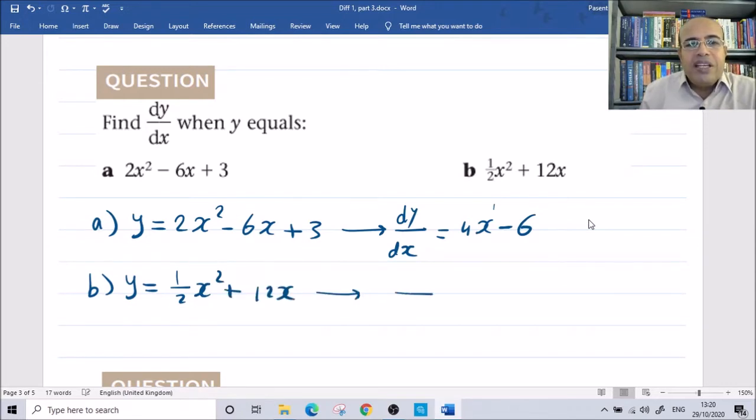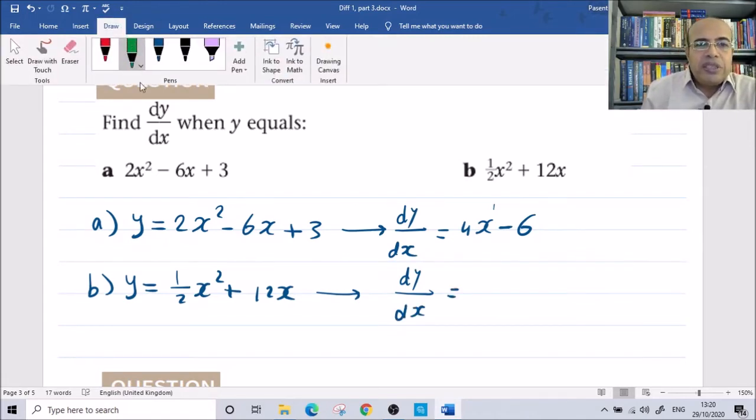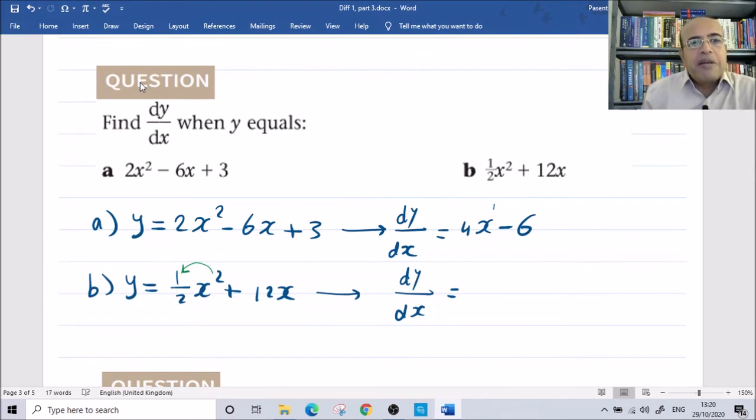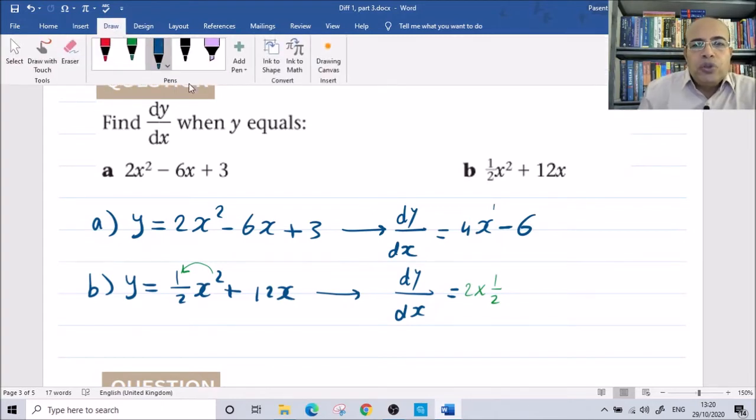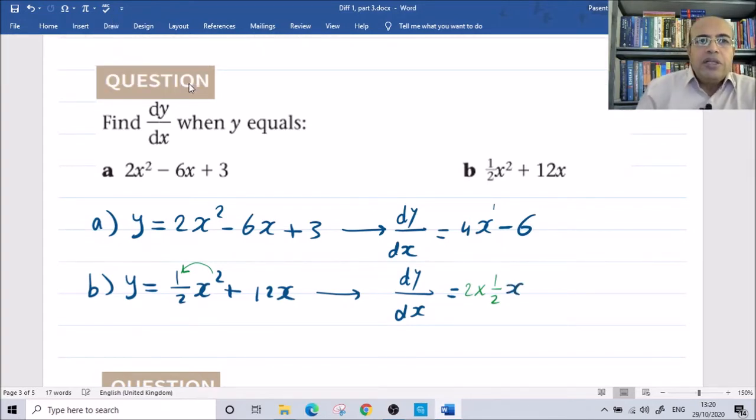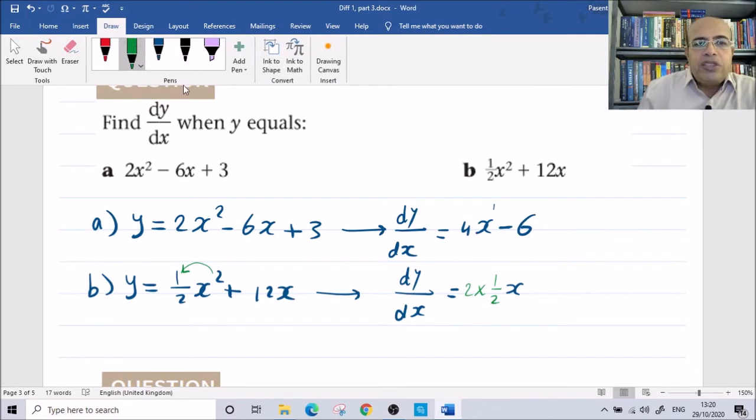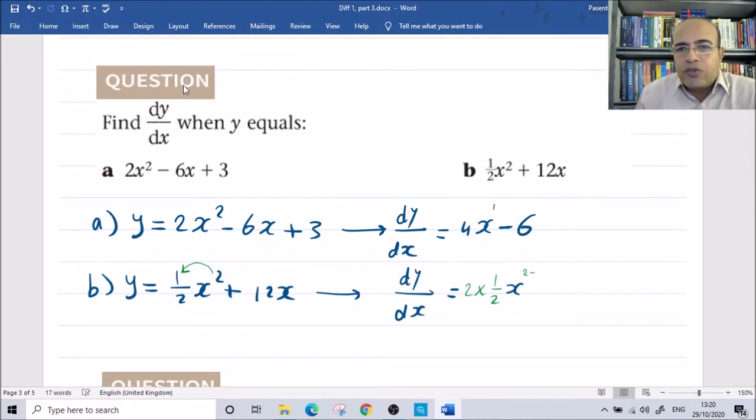Now, in part B, y equals half x squared plus 12x. So what is dy by dx? Now, the power comes down. This 2 comes down, multiply by half. So 2 multiplied by half, and then we reduce 1 from the power. The power here is 2, we reduce 1 from it.